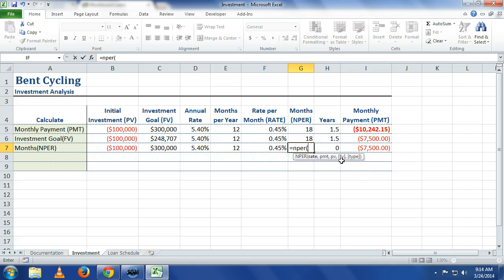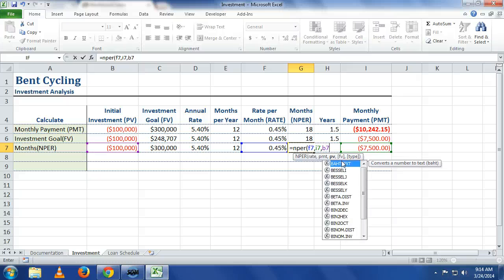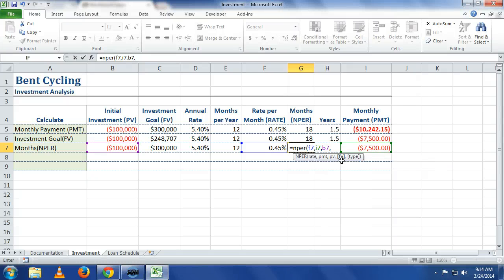Okay, so the rate, once again, is going to be F7. The payment is I7. The present value is B7. And the future value that I'm trying to get to is C7. And what this is telling me is the number of periods that I need to invest 7,500 every month is basically almost 2 years. Okay, 23.886 payments or 1.9905 years. Okay, so it's all working off the same premise.